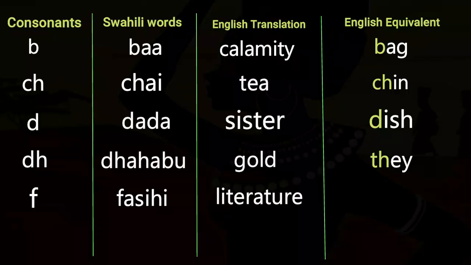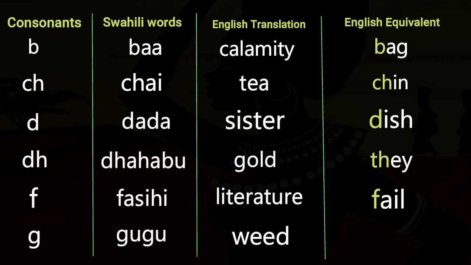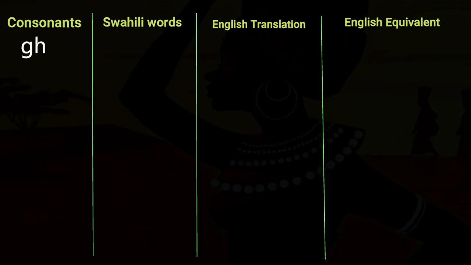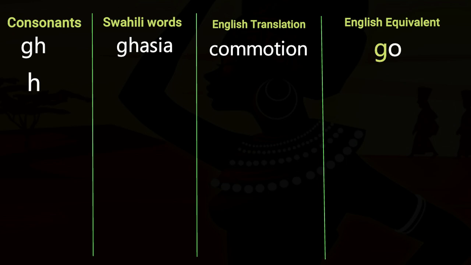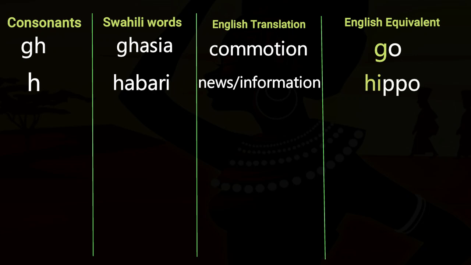Fasihi, literature, as in fail. Gugu, weed, as in gift. Ghasia, commotion, as in go. Habari, news, as in hippo.